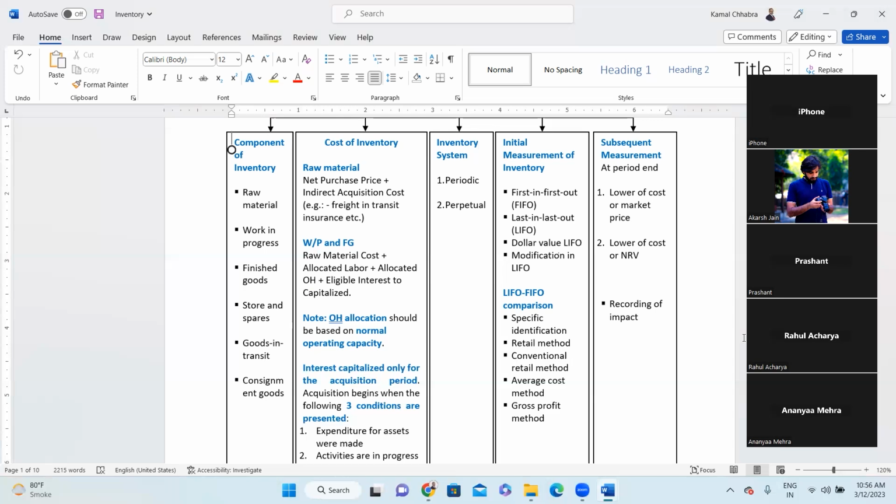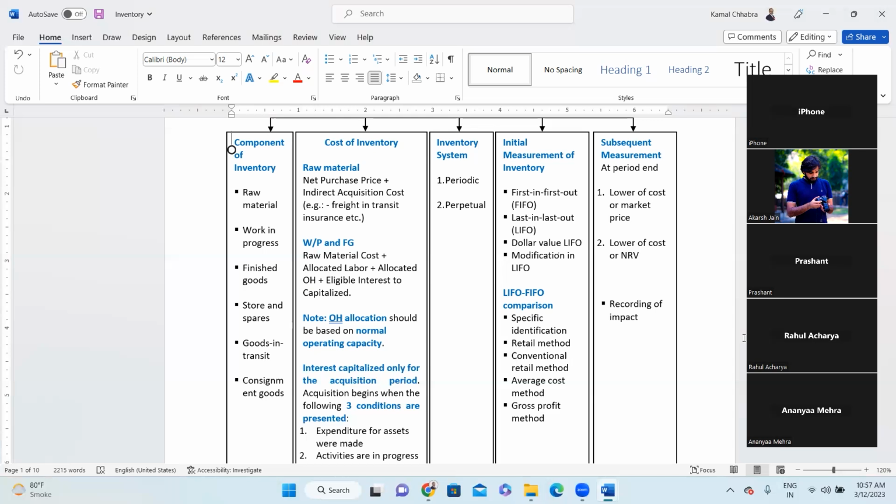So next topic is initial measurement of inventory. In initial measurement of inventory, there are a couple of methods based on which you can calculate the inventory. First one is FIFO method, which is first in, first out method. Any idea what the first in, first out method is? Yes, the material which comes in first is considered to be first out. Like if you have 100 units purchased and 80 units are going, out of that 100 units the 80 units will go first, and then the rest will be taken care of.